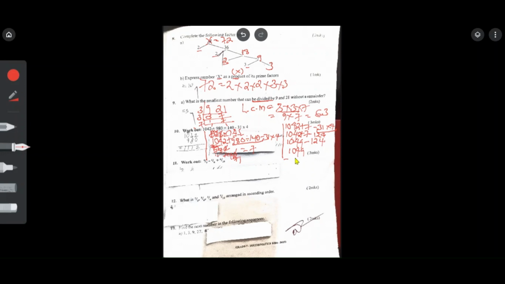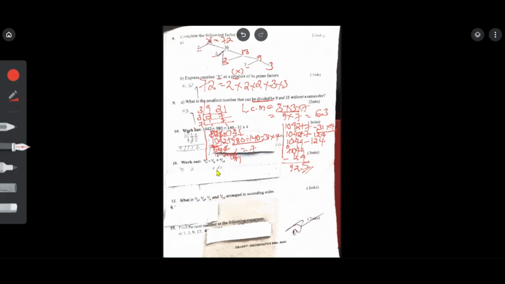1049. I'm subtracting 124. Then we subtract 9 minus 4 gives me 5. 4 minus 2 gives me 2. Then 0 minus 1, impossible. I borrow 1 from here. Of course, you remain 0. Then 10 minus 1 gives me 9. So my final answer is supposed to be 925. So that is the answer for that.